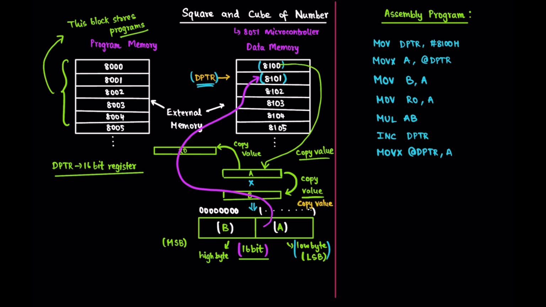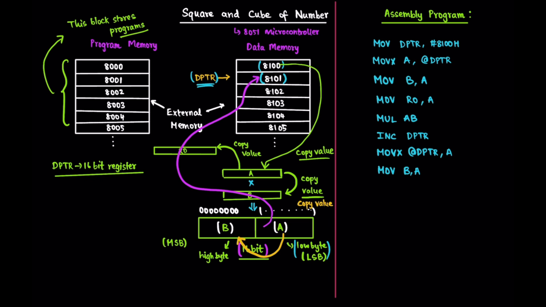Now I'm going to be copying the value at A into B. So now B has the same number or value as the A register. Since we are dealing with only inside the 8051, I'm going to use MOV B, A, meaning I have transferred whatever is at A into B, or copied whatever is at A into B.